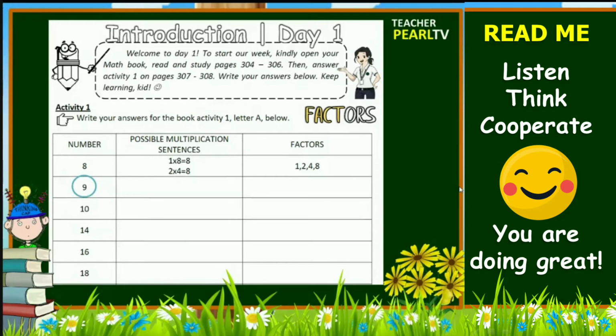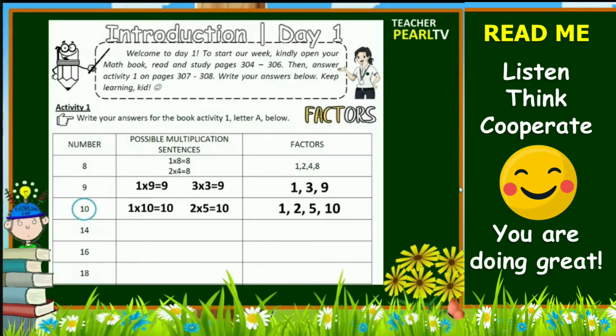With 9. Again, let us start from 1. That is, 1 times 9 equals 9, and 3 times 3 equals 9. So the factors of 9 are 1, 3, and 9. Now let's get the factors of 10. That is, 1 times 10 equals 10, and 2 times 5 equals 10. The factors of 10 are 1, 2, 5, and 10.